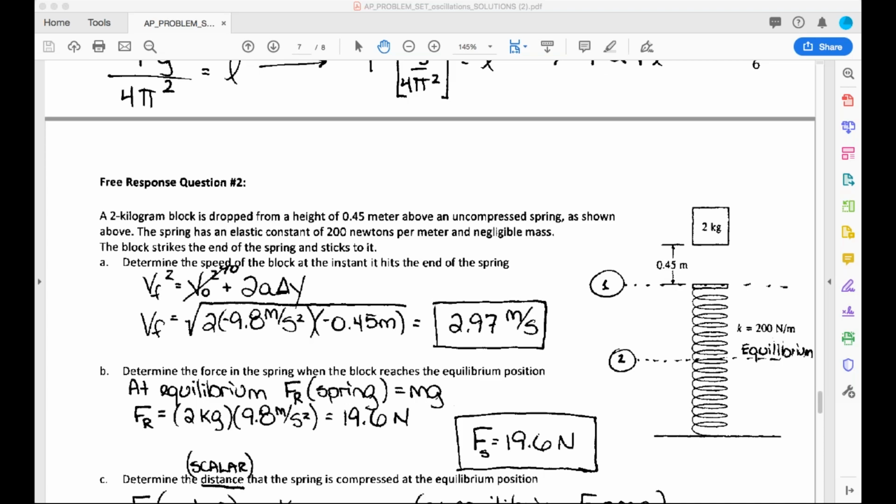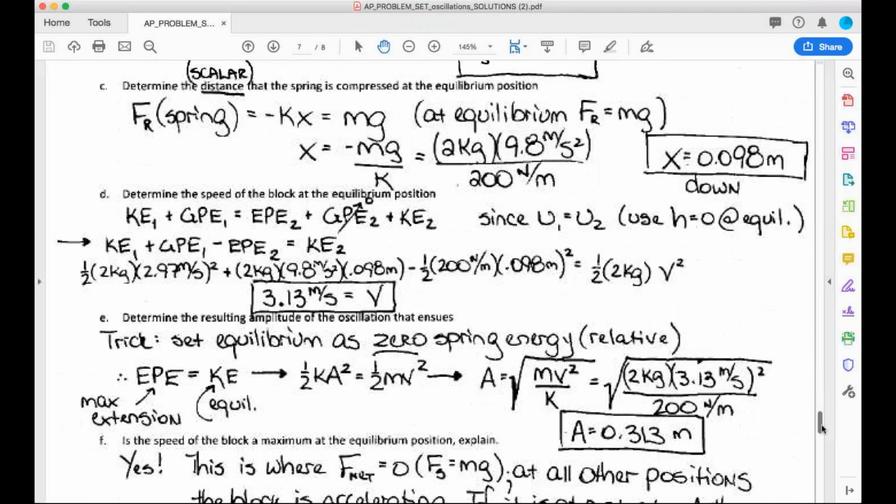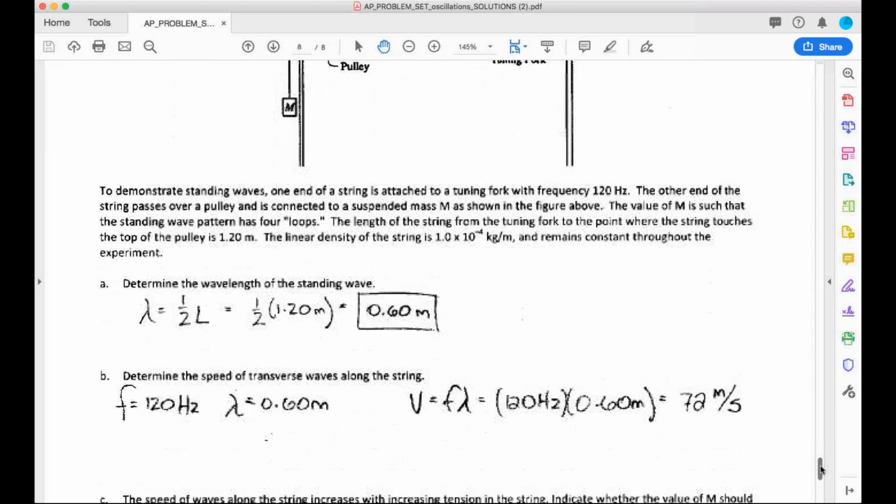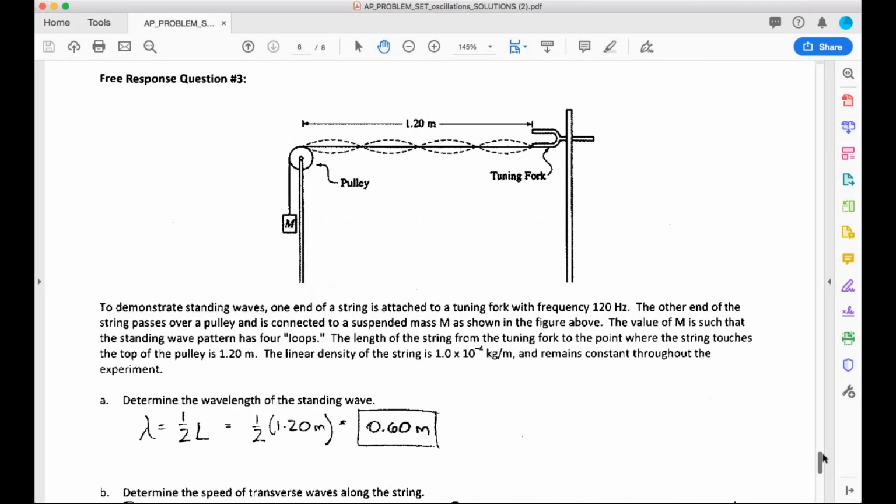JT is asking about part D on FRQ number 3. So let's take a look at that one. In this one, this whole setup should look familiar to you, with the exception of the use of a tuning fork. I have had students who are like, what the heck is a tuning fork?